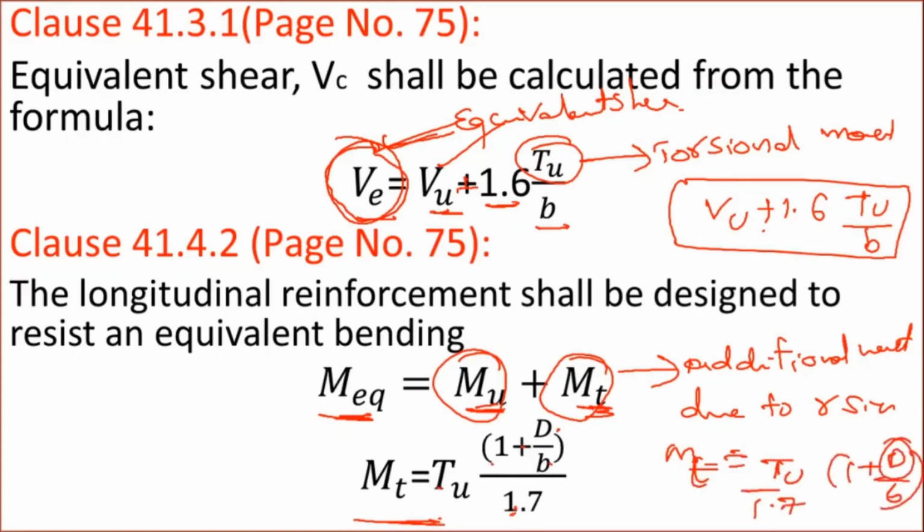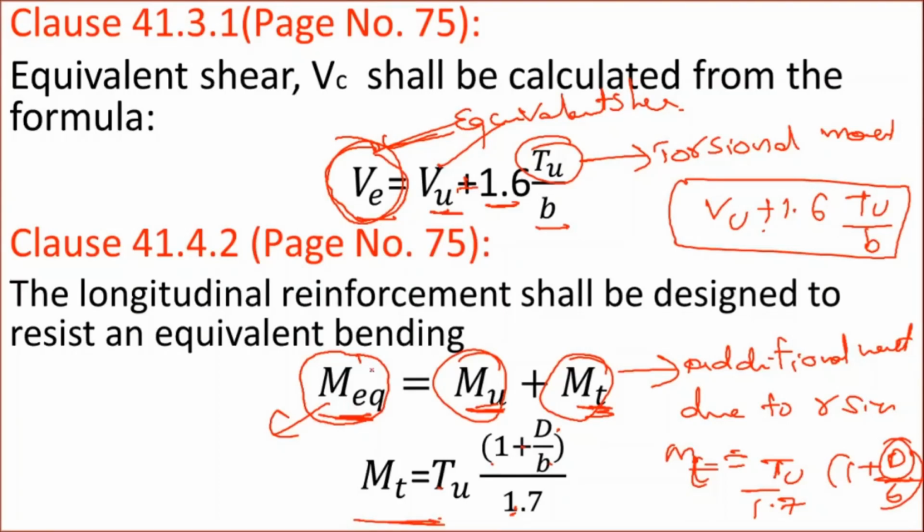What is capital D here? Capital D is the total depth of the section. So the longitudinal reinforcement has to be designed for M equivalent. If you are not considering torsion, you design it for MU, but if you are considering torsion, you have to design it for M equivalent. So both these formulas of V and MEQ are very, very important. They have been asked in a number of competitive exams at different times.